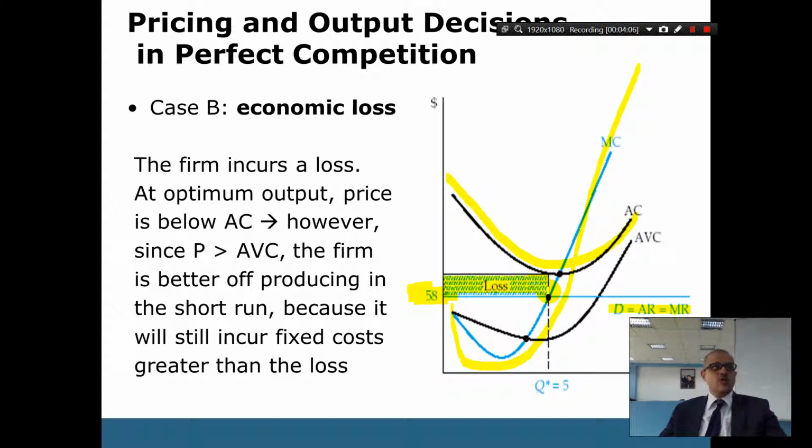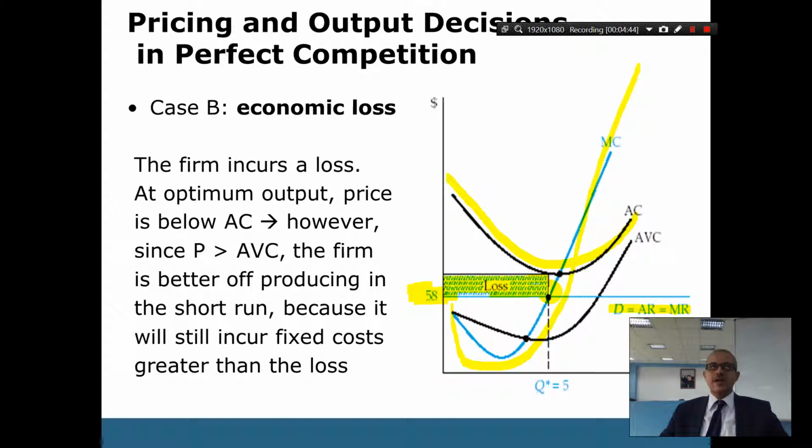Here maybe you want to lower your fixed cost if you have any. The firm will incur a loss at the optimum output. This is the AC, which is the average cost. The price is below the AC, and since the price is above the average variable cost, the firm is better off producing in the short run. So you don't want to stop. You want to continue producing. Even though you are losing, it's better to continue.